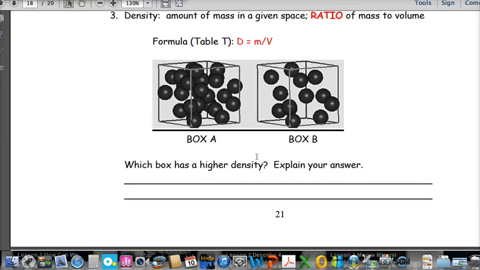You take a look at these two boxes here. These are kind of particle diagrams, box A and B. Notice how there's a lot more particles and they're closer together. So the question is, which box has a higher density? Explain your answer. Well, box A would have a higher density because it has a larger ratio of mass to volume. You notice how the boxes are the same volume? But look at how many more particles you have here. So this box is going to have higher density than this box.